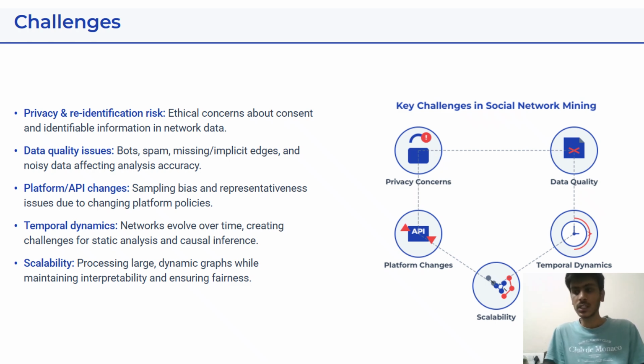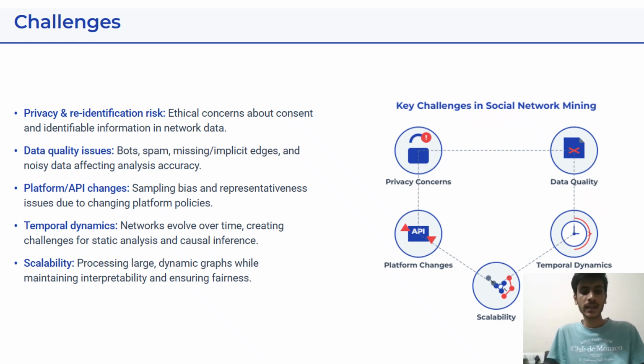Second, the data quality issues. Sometimes the data are in a very raw, unstructured format, which does not have the analytical accuracy needed to find good insights from it. Third is the platform API changes. If the API changes the data regularly, then the quality of the data we are getting is not so good.